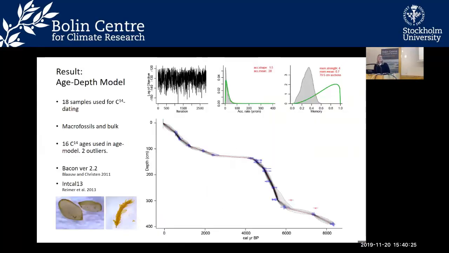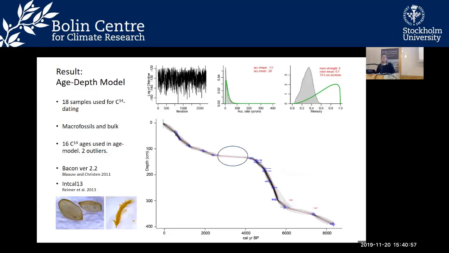So now we turn to the results, and this is the age-depth model from Draftingmosse. It covers 8,300 years. 16 samples are used in the model, and it's done in the software Bacon. 2 dates are not used. You see the red stars, and that's based on bulk dates, and they showed consistently older ages than nearby samples that were based on plant macrofossils that were picked out. So they were not used in the model.